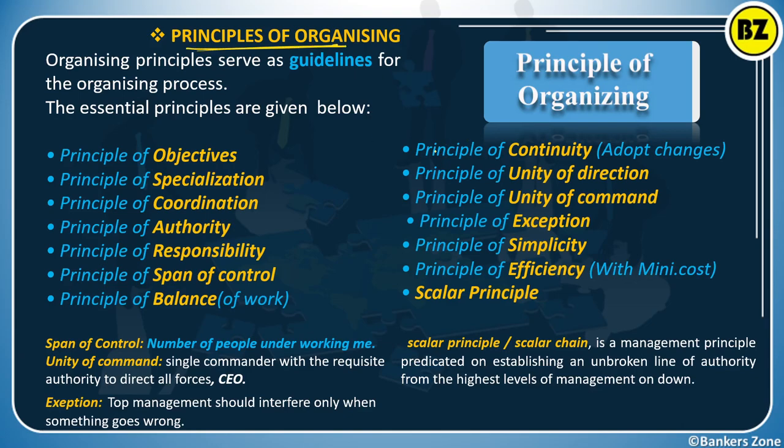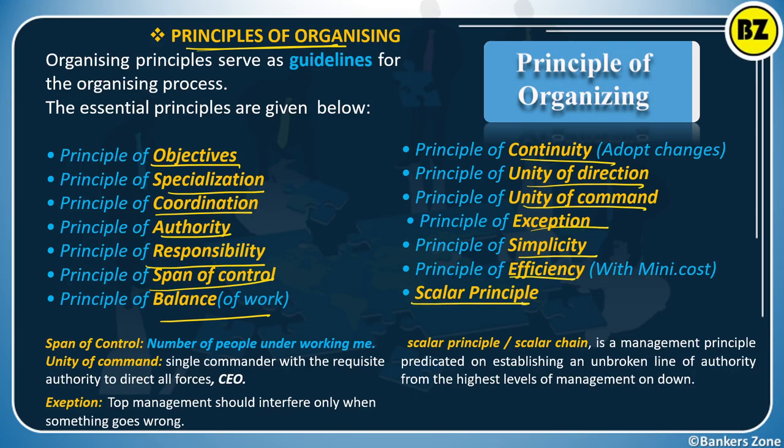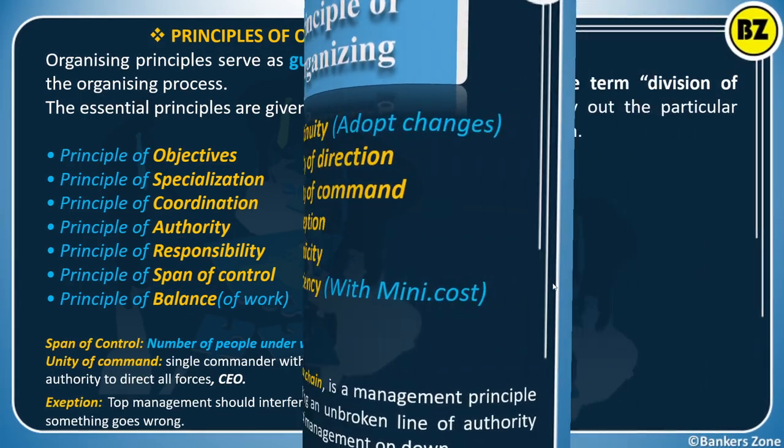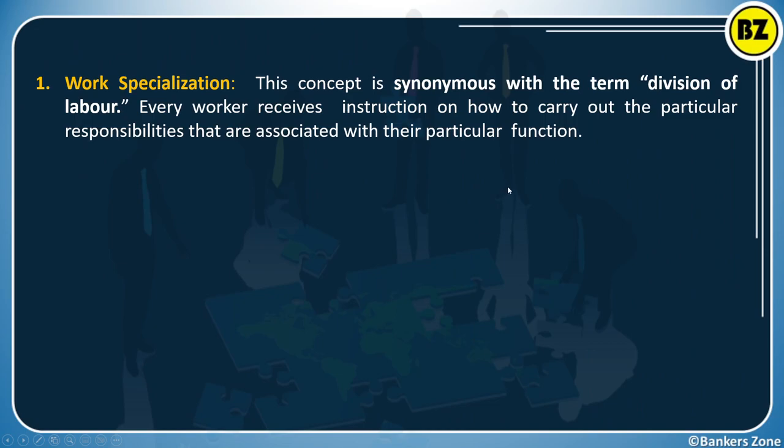So we have to discuss the principles in detail. Here is just an overview for you. Principle of objective, specialization, coordination, authority, responsibility, span of control, the principle of balance, principle of continuity, unity of direction, unity of command, exception, simplicity, efficiency, and the scalar principle. Okay, now we'll move on to the details.